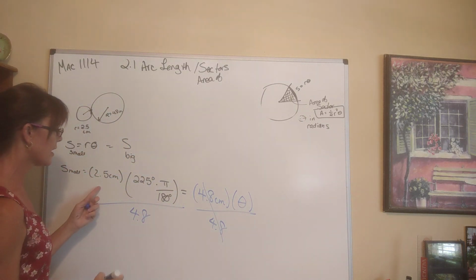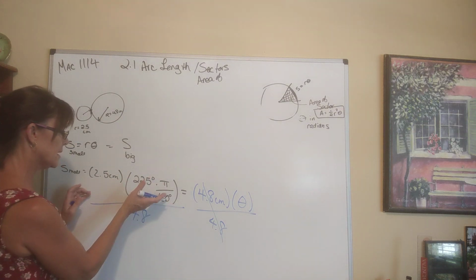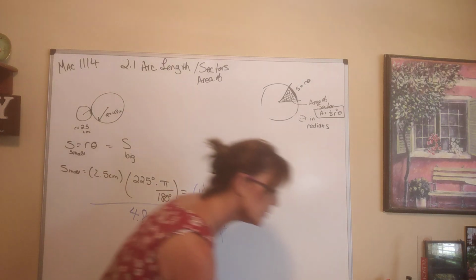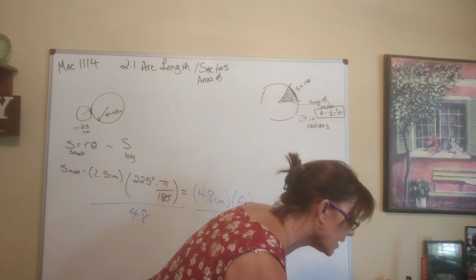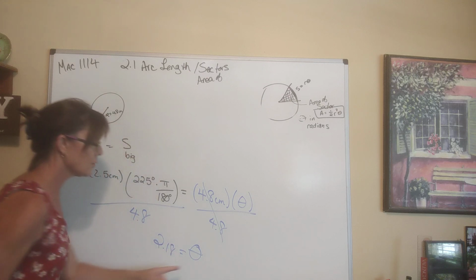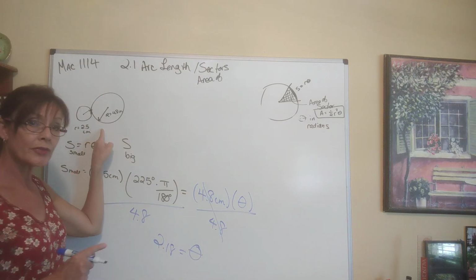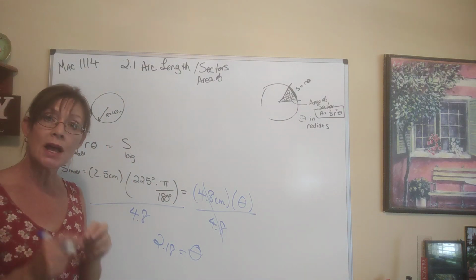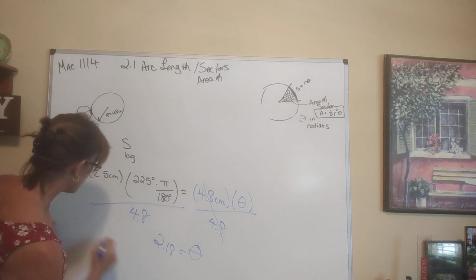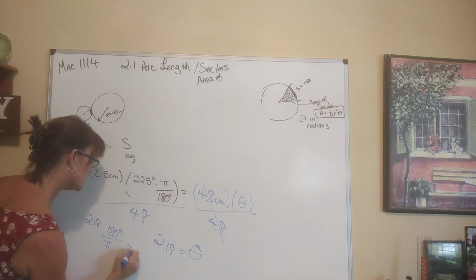We can say 2.5 times 225 times pi divided by 180 will give us this, and then we'll divide that by 4.8, and when you do that, you will get theta is equal to about 2.18. And so that is the amount of angle that the big gear went through. But they said, put it in degrees, not radians. So the last little bit we have to do is convert this back to degrees. So we'll say 2.18 times 180 degrees divided by pi, just to do the conversion.